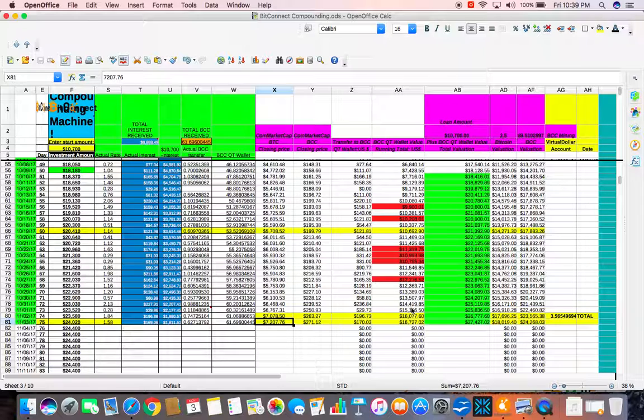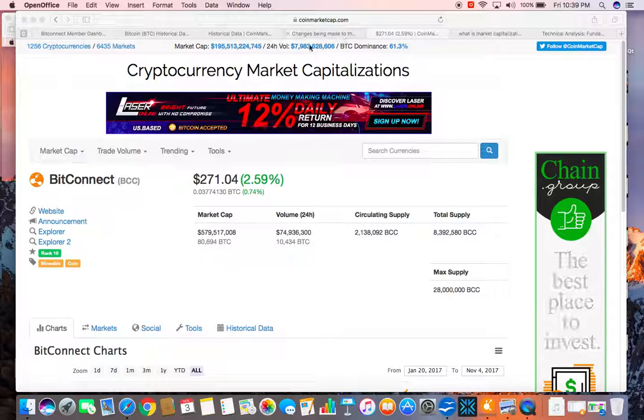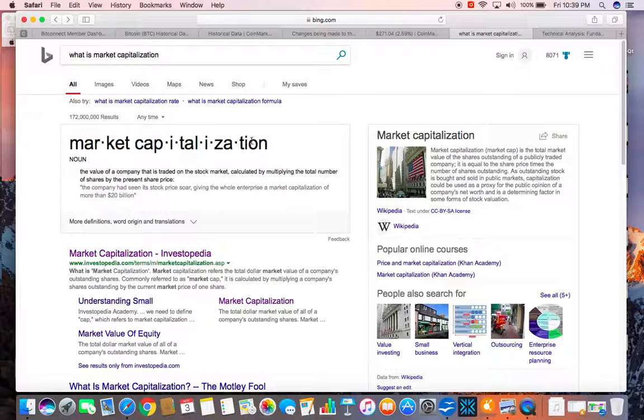So again, this is a simple spreadsheet, and I'm color coding this based on my experience of decades of stock market investment. A lot of people don't know what market capitalization means. So I looked it up because I can't really explain it, and I found this. You can read it for yourself.